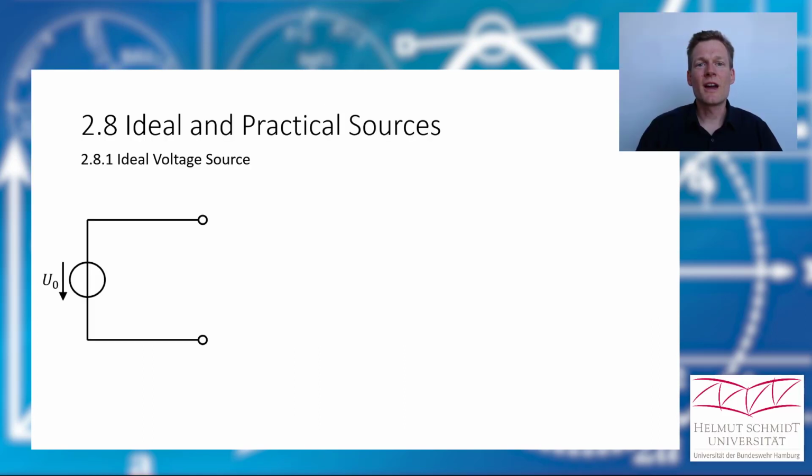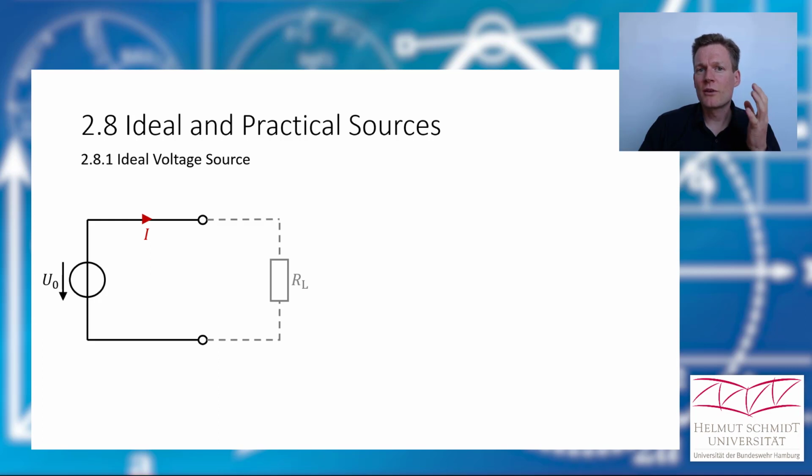Let's start with the ideal voltage source. We used it already and now let's have a closer look. What happens when we connect a load resistor to our ideal voltage source? Then a current would flow and we would have a voltage drop here.